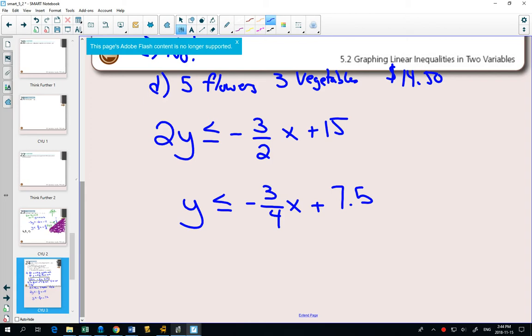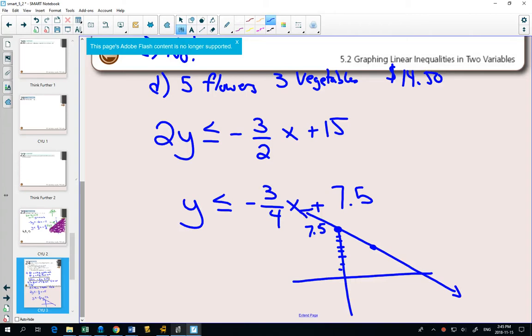If we drew this as a graph, 7.5 would be our y-intercept. And then we have a slope of negative 3 over 4, so we could go down 3 and over 4 to find another point. This could be a solid line.